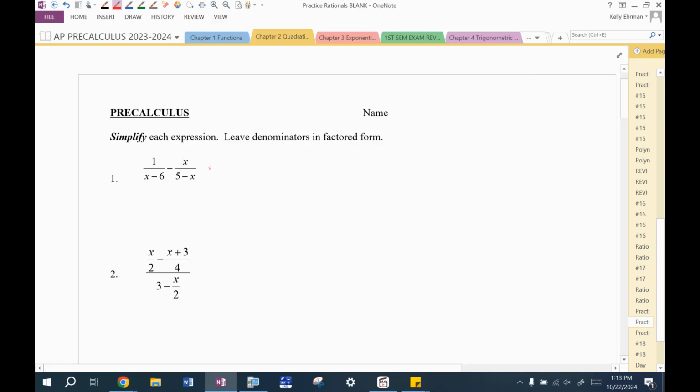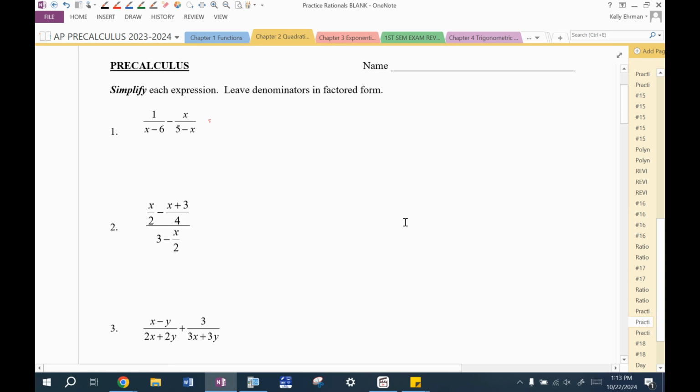All right, we are on the practice rationals worksheet. So we're just practicing everything we've done so far this week. First thing is to simplify each expression. Leave denominators in factored form. You don't want to waste any time FOILing any denominators out because it doesn't help you and it is likely to make a mistake. So don't do that.